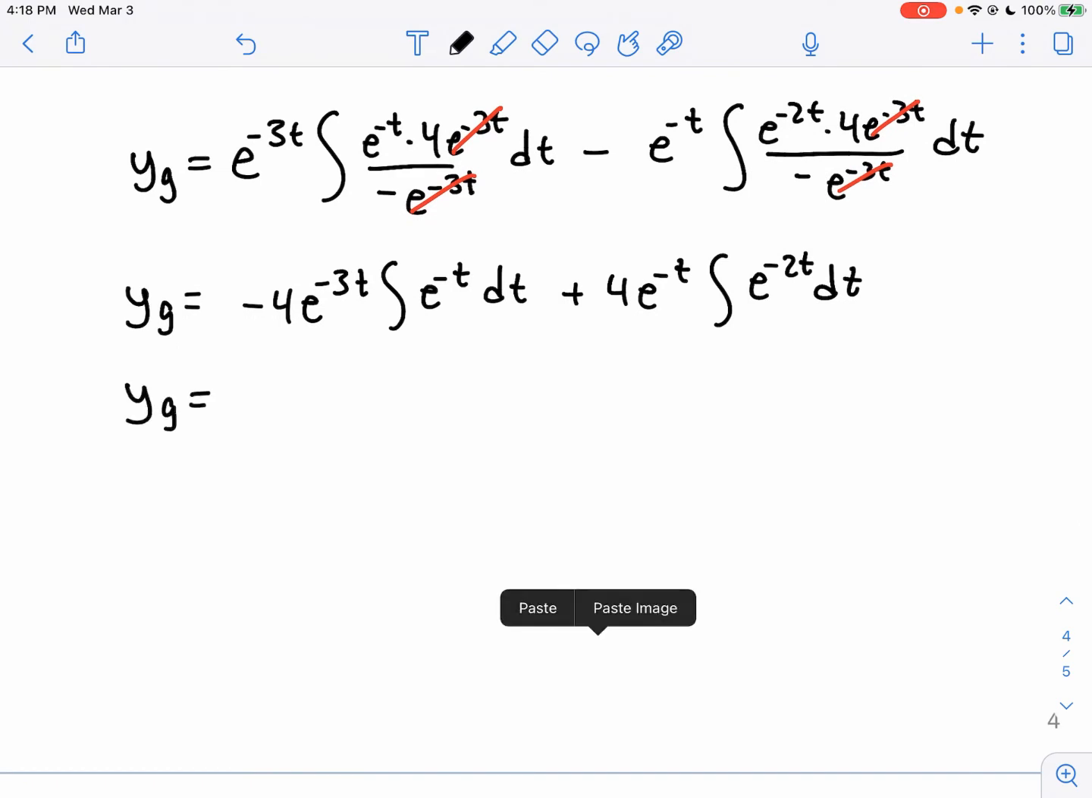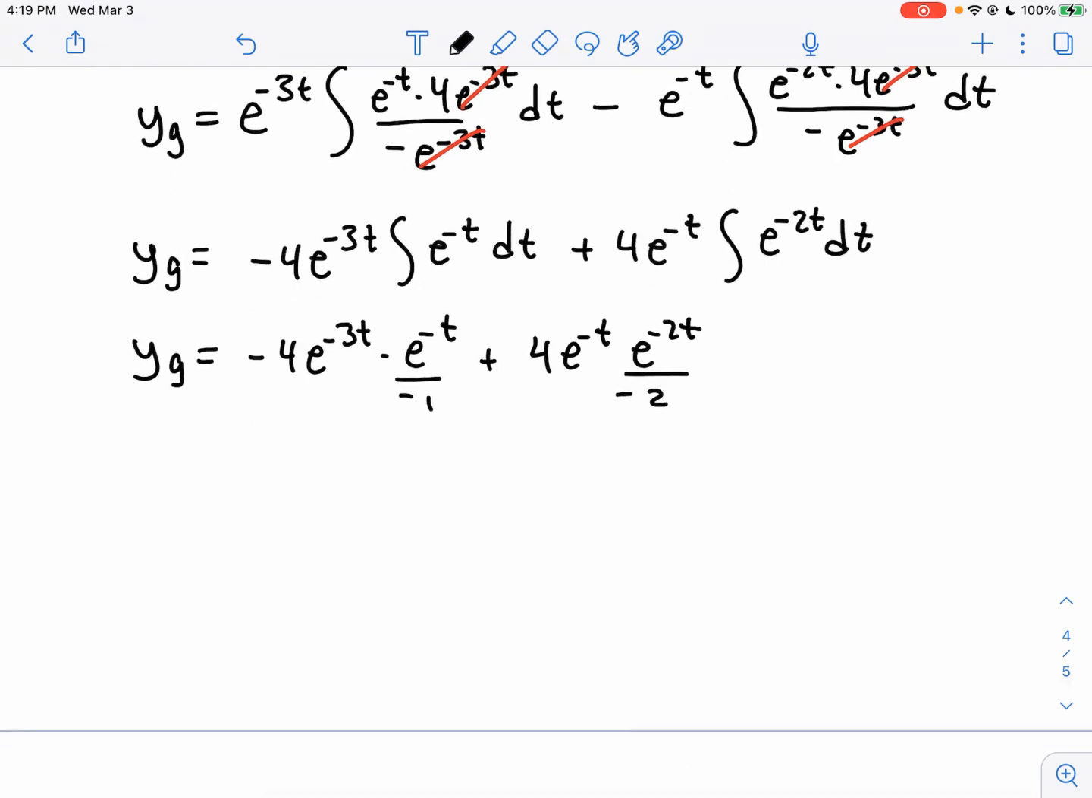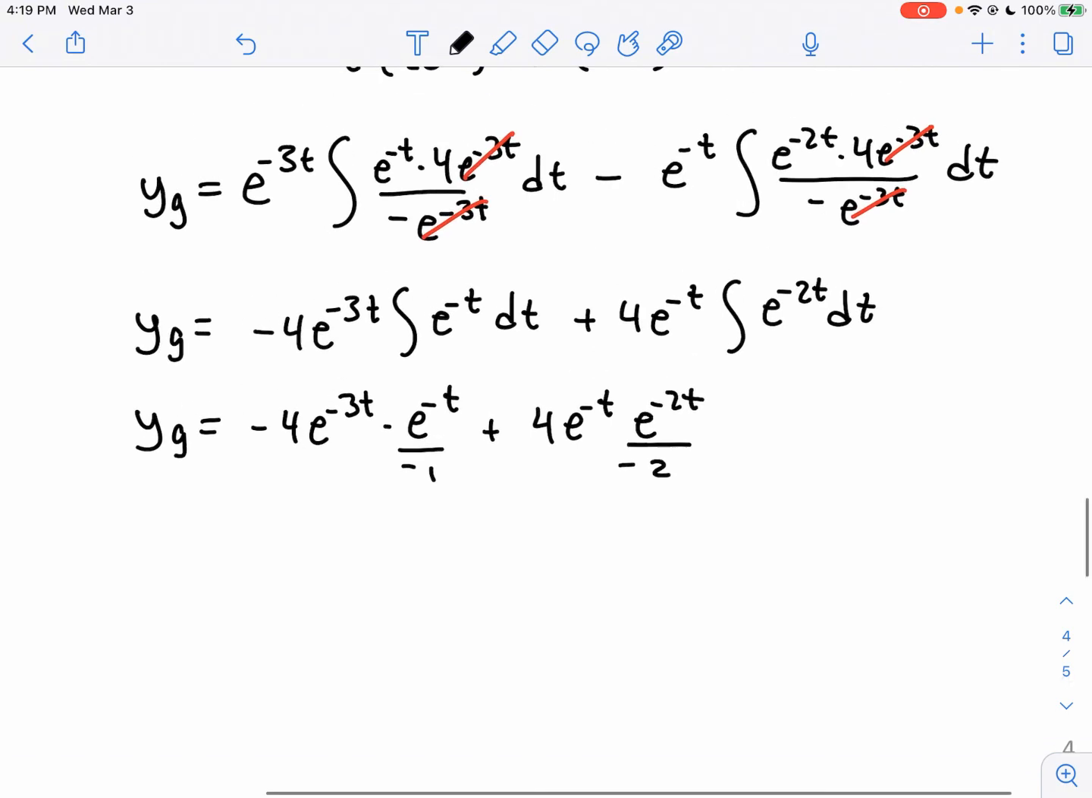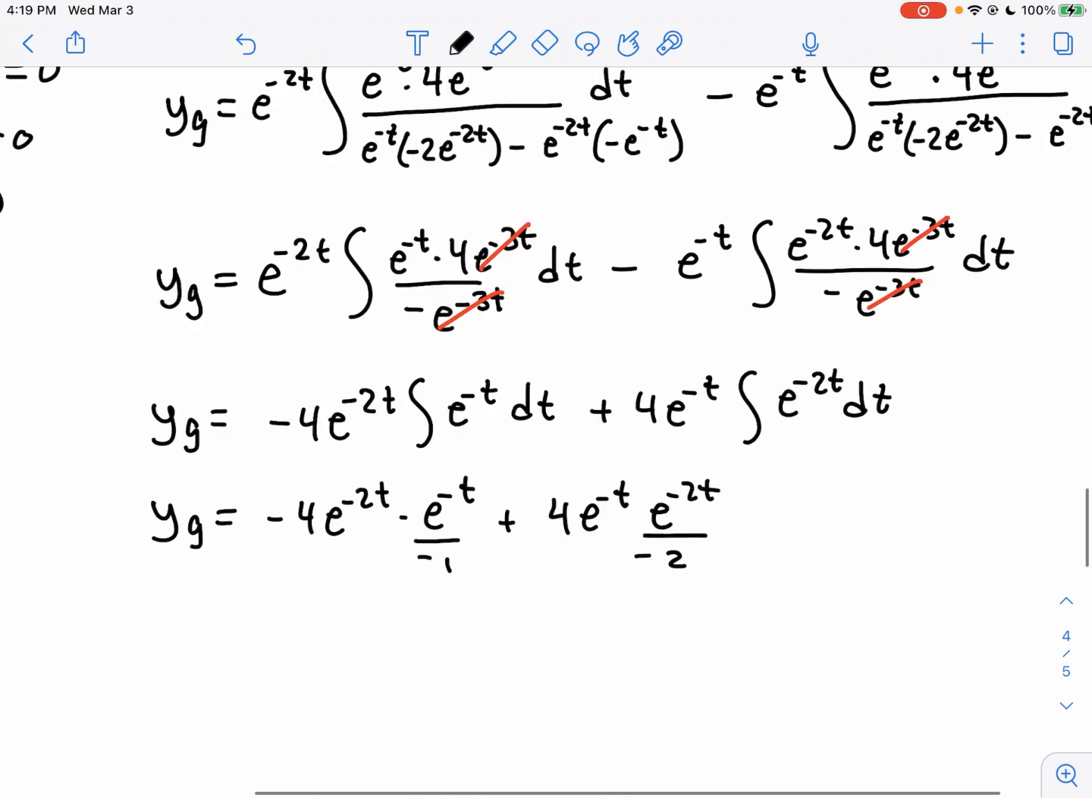y sub g is equal to, the first integral, the antiderivative of e to the negative t is itself divided by negative 1. So we get e to the negative t divided by negative 1, plus, and then the next one, 4e to the negative t, and then the integral of e to the negative 2t is itself divided by negative 2. So these, we get e to the negative, double checking my work here, e to the negative t. I feel like I made a copy error, and I did. This 3, I don't know why that became, I had 3 on the brain, but that should have been a 2 in the front, right? I just made a copy error, so I'm glad I caught that. Change those back to 2s.